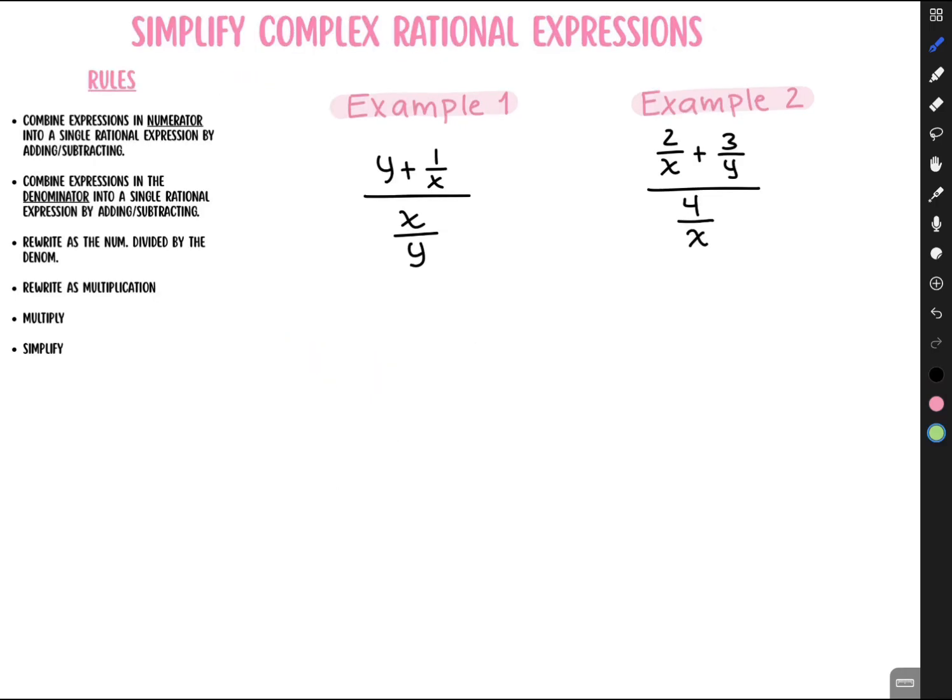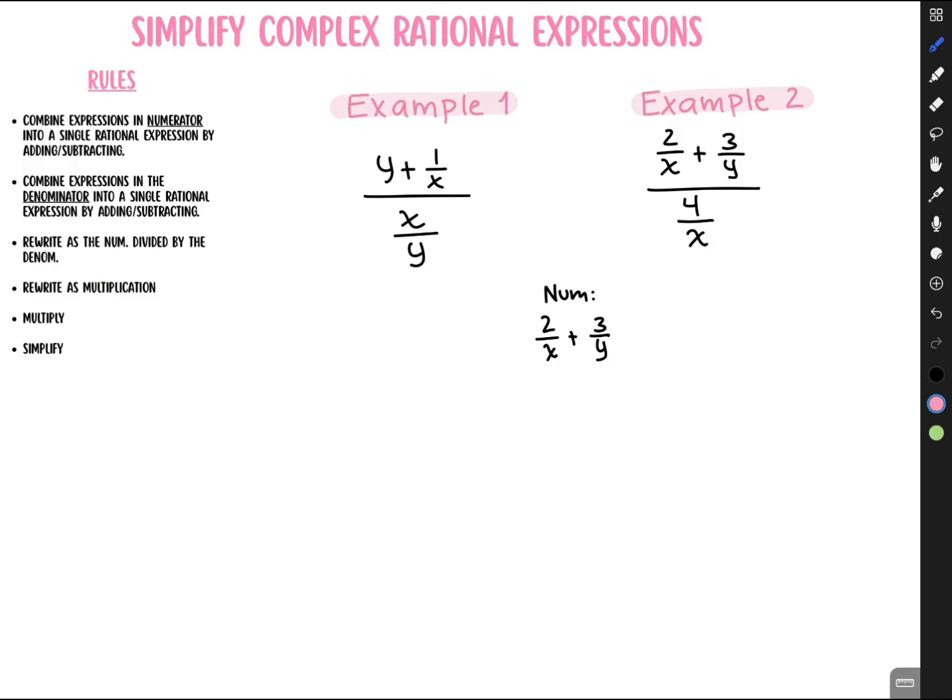Now let's go ahead and take a look at example 2. Example 2 is very similar to example 1, except that we have two fractions instead of just a y plus a fraction, right? Now we need to work with these two fractions and make sure that they have the same denominator. So again, I'm going to go ahead and break up my numerator and my denominator. My numerator is 2 over x plus 3 over y.